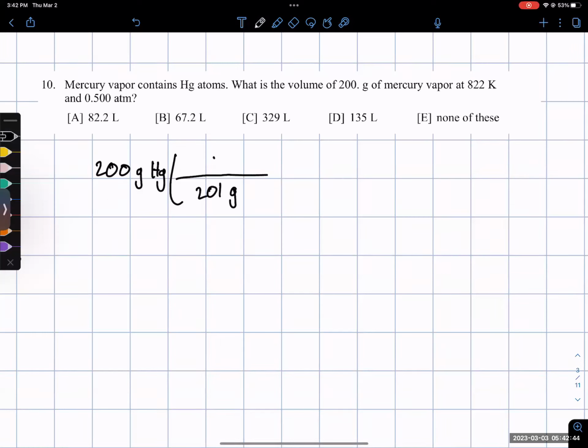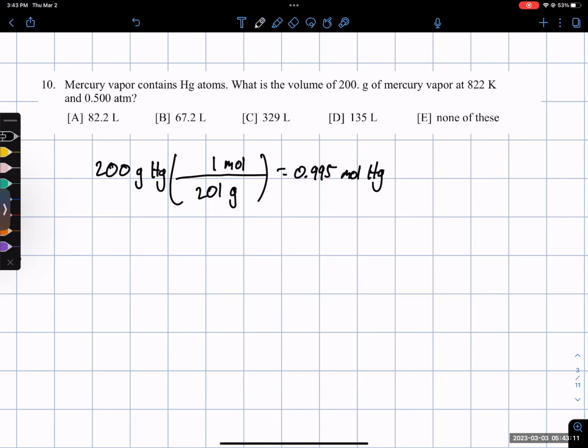201 grams. One mole. So that's there. So then we'll convert to our moles. This should be approximately like 1. So 200 over 201. Solve that out. We'll get 0.995 moles mercury. What's our next step?